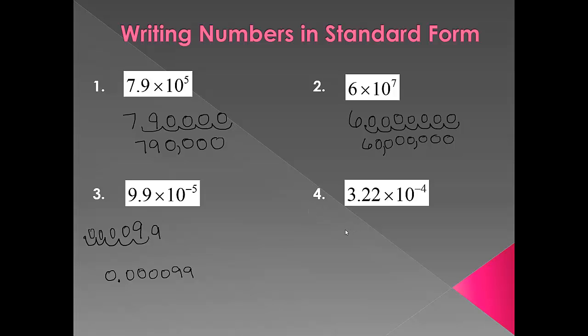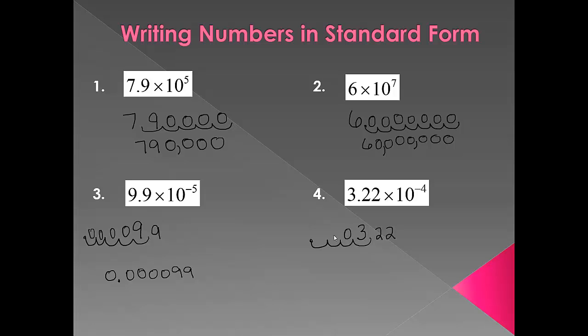And for number 4, we have 3 22/100 times 10 to the negative 4th power. So we'll start with 3 22/100, or 3.22. The exponent that we have is negative 4. So the absolute value of negative 4 is 4. So we're going to move our decimal 4 places. And since our exponent is negative, we're moving our decimal to the left. So 1, 2, 3, 4.